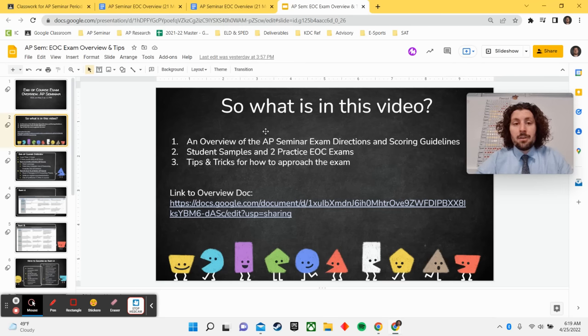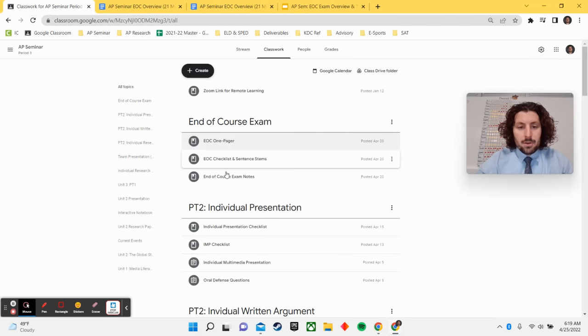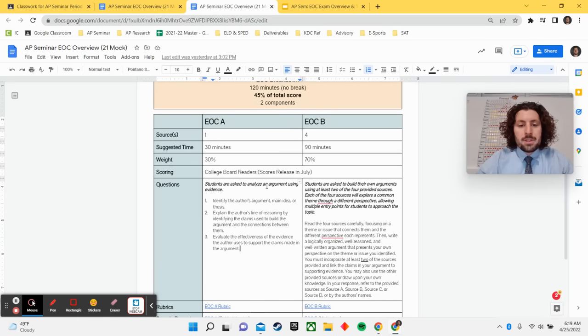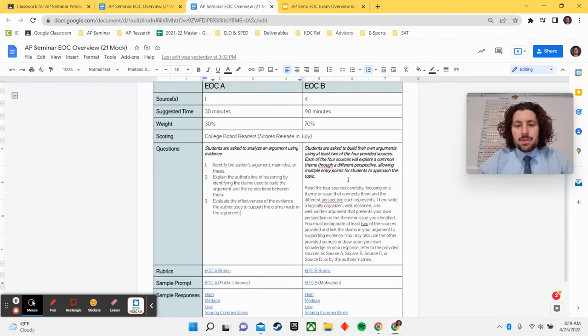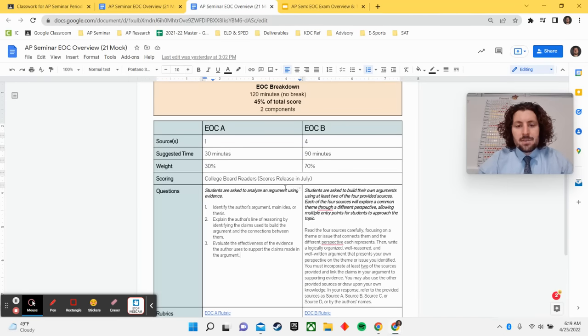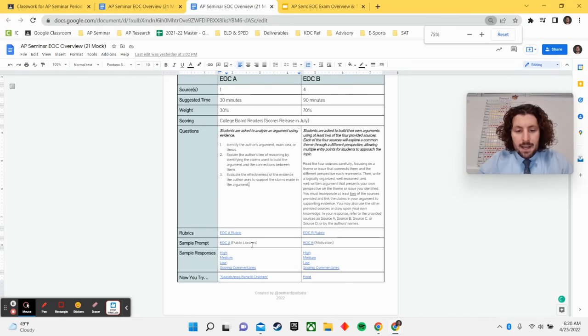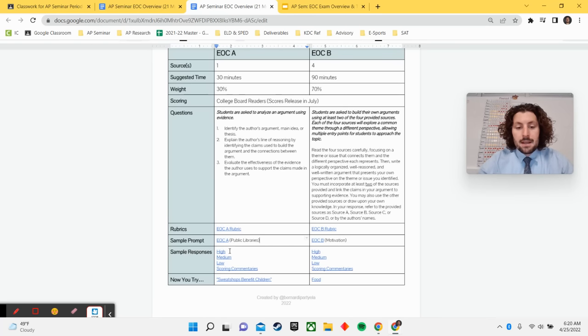Then I will be sharing this document with you. This is over on Google Classroom, located right here, EOC one pager. And on this one pager, it has just a one page view of the directions, what you are to do. Rubrics are linked in here. It has the weights for each part of the end of course exam, and also has links to a sample that I'm going to have you view. And it has high, medium, and low scoring student responses.